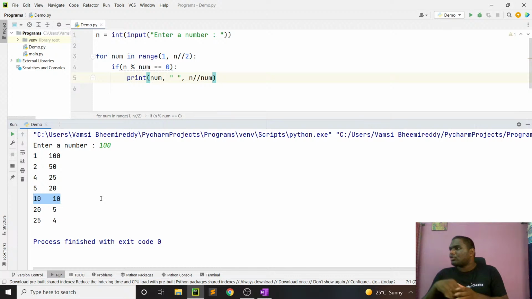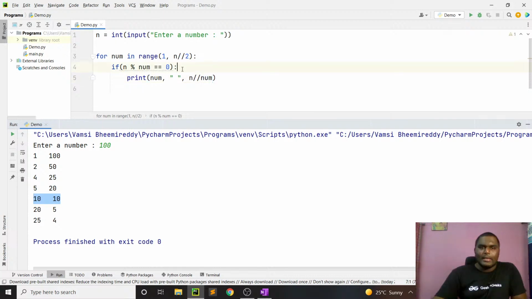In terms of 100, what is 10? Can I say that 10 is the square root of 100? So whenever you have come till the square root of a number, I can say stop there itself.